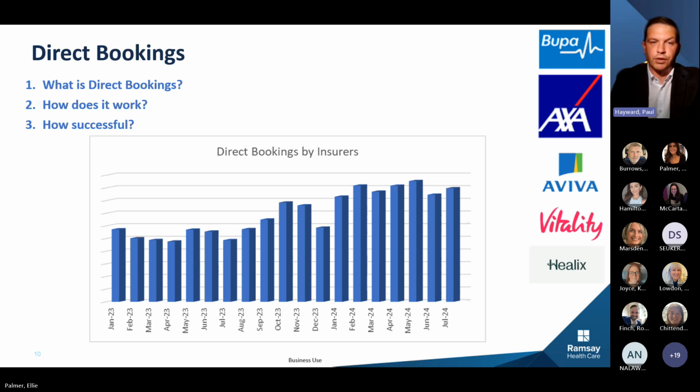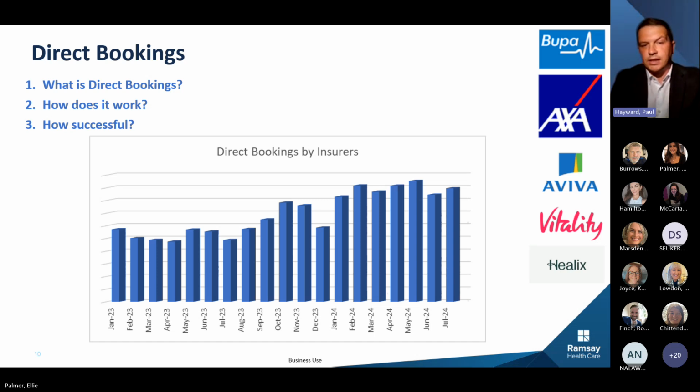So discussions are taking place with that other insurer. And as the graph demonstrates below, we continue to see growth. So this is definitely the direction of travel for the insurers. And in the first half of this year, so 2024, we've seen an increase of over 50% in bookings through this avenue. So as I said, it's definitely the direction of travel for the insurers.